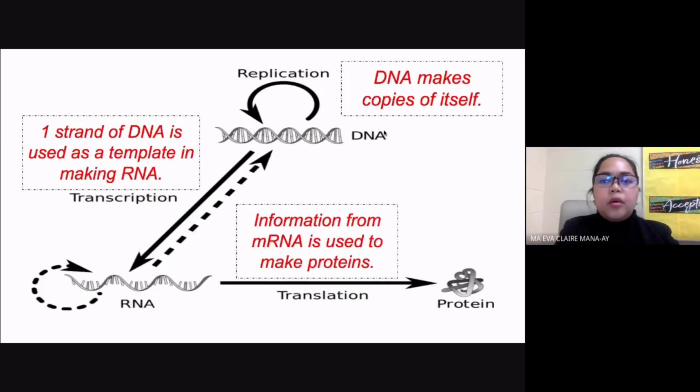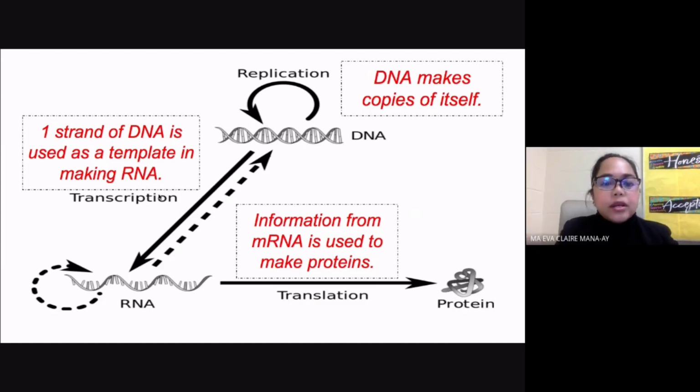Okay, now again, we're done with your DNA replication. DNA makes a copy of itself. It happens in your nucleus. Your transcription also happens in the nucleus. A single strand of DNA is going to be used as a template to make your RNA. Remember, it's AU instead of AT, okay? Because RNA, again, has no thymine. Instead of thymine, it uses uracil, okay?